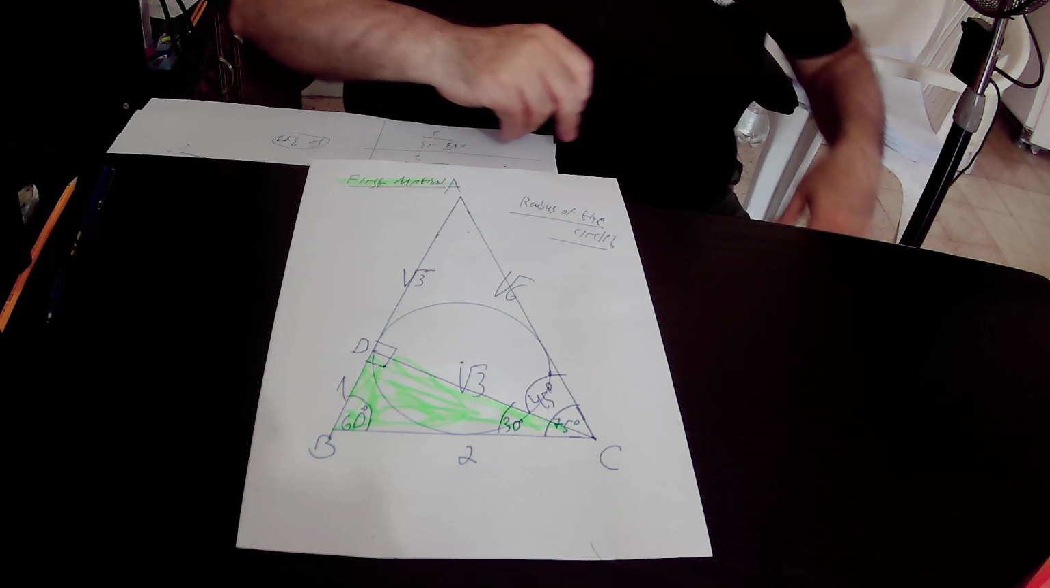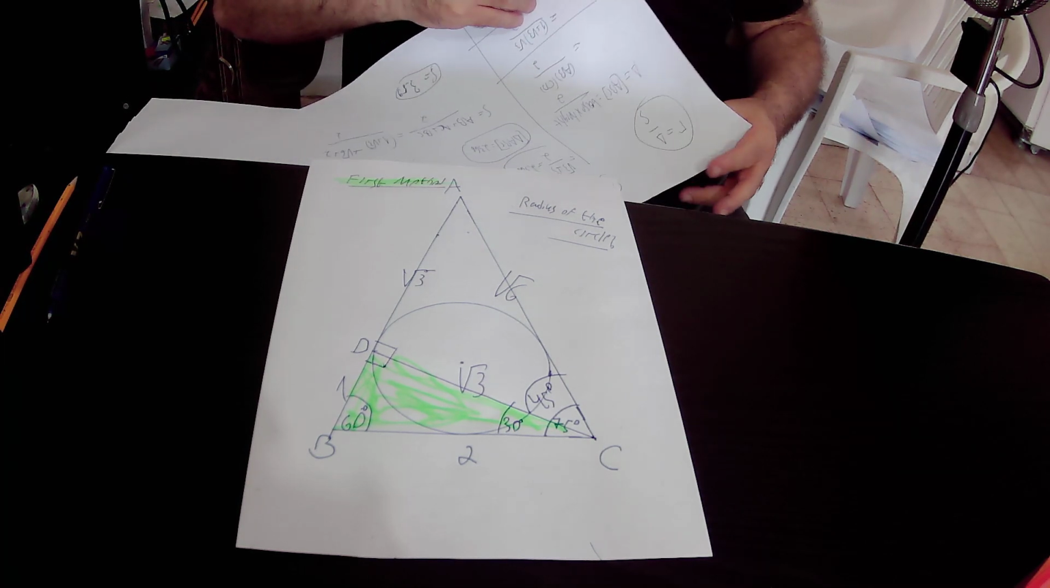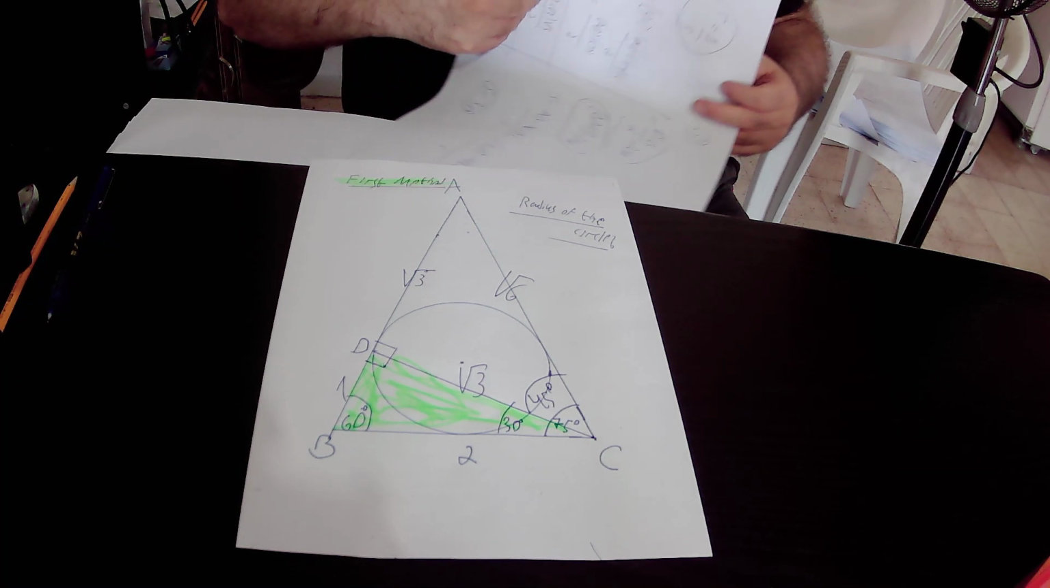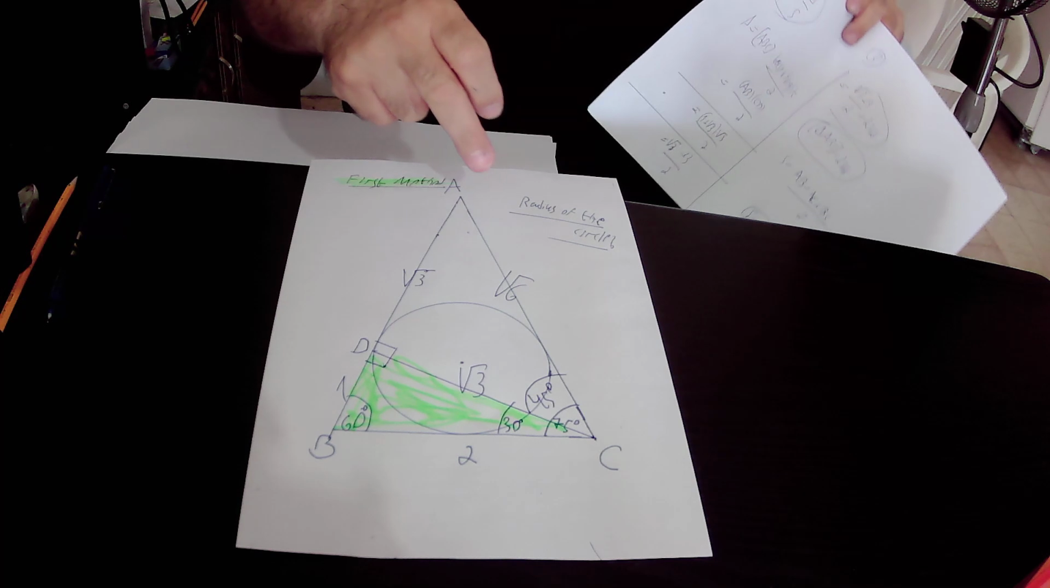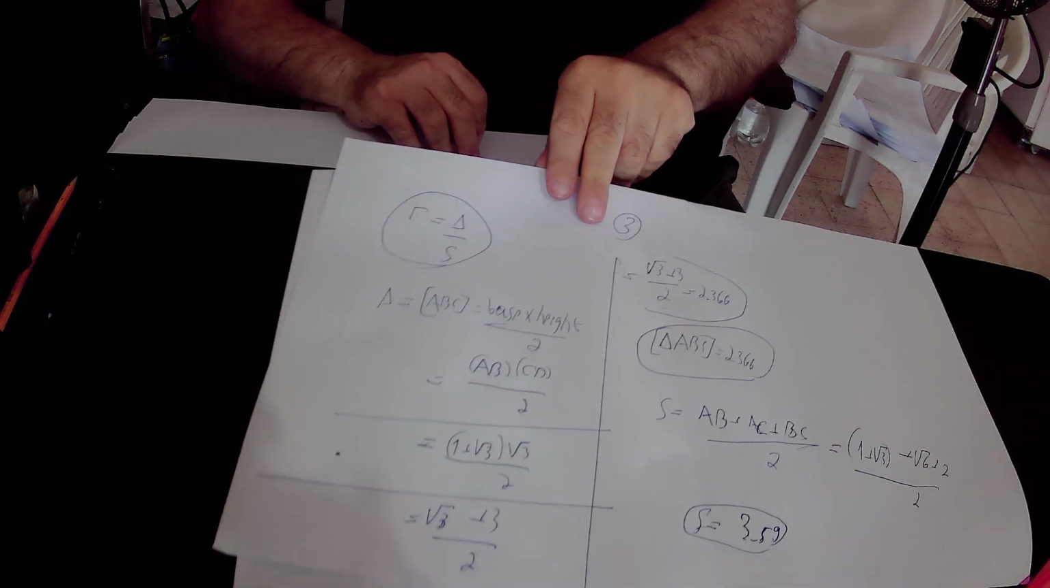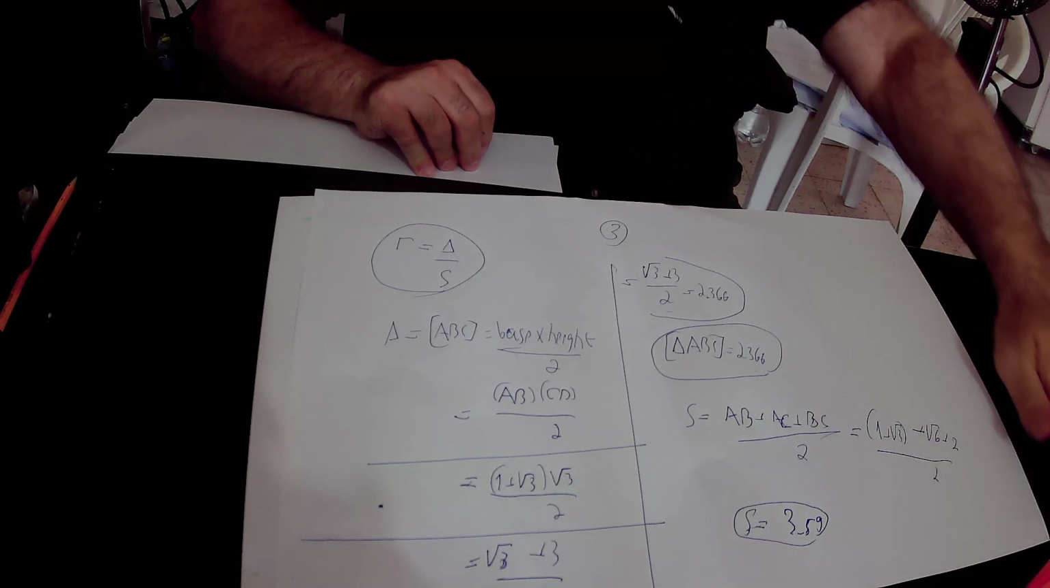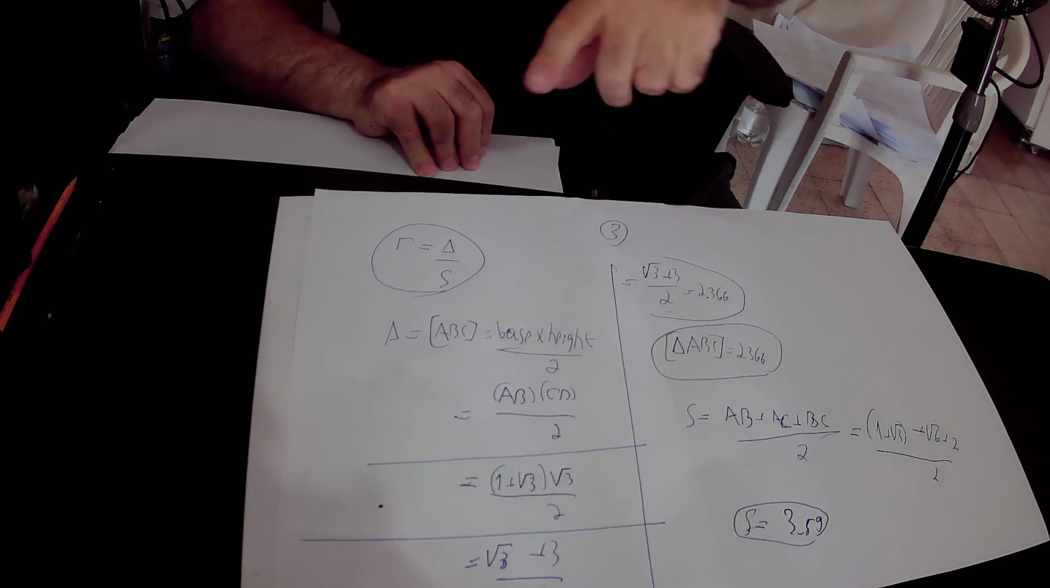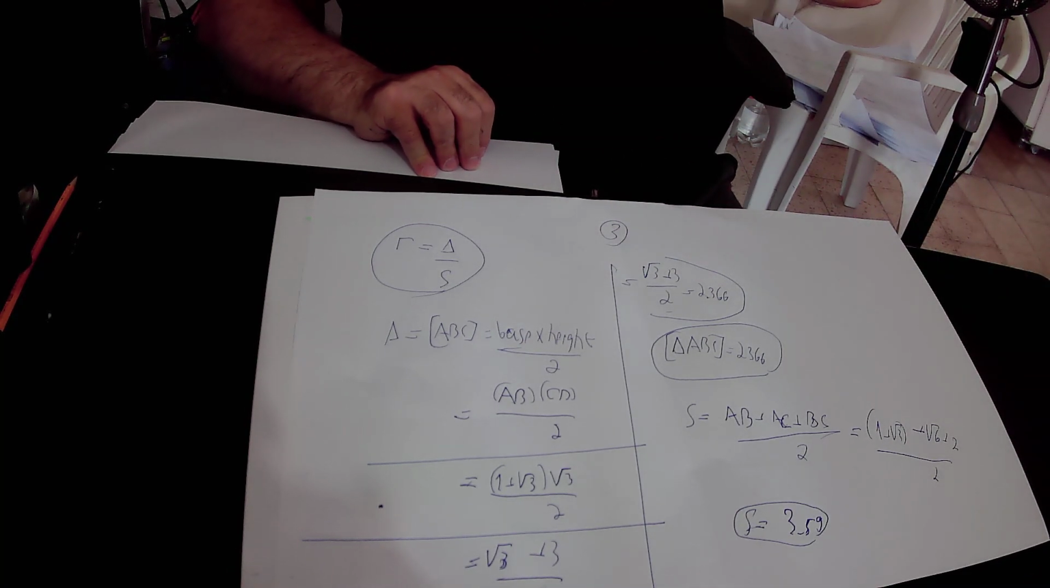Then I presented to you a new formula that will help us find the radius of the circle that is circumscribed about triangle ABC. The radius of the circle equals the area of the triangle over the semi-perimeter of the triangle that encloses the circle. And the semi-perimeter of any triangle is equal to the perimeter over 2.